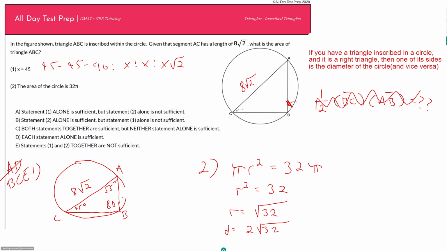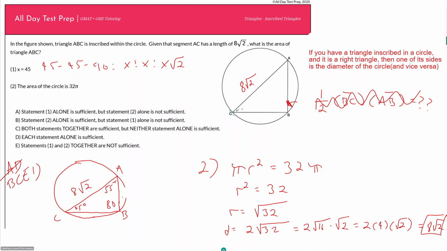And so let's see. If I want to simplify this, I want to find perfect squares that I can extract from rad 32, and this would be the same as 2 times rad 16 times rad 2, and the square root of 16 is just 4, so 2 times 4 times rad 2, which is equal to 8 rad 2. So this is telling me my circle has a diameter of 8 rad 2.